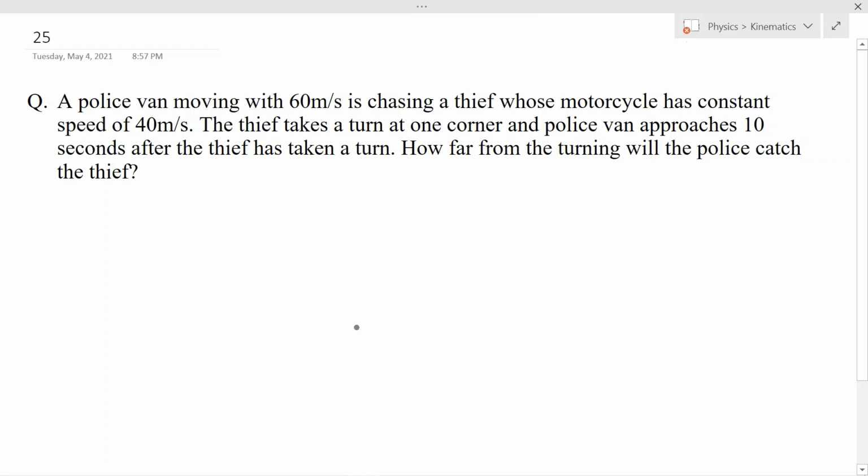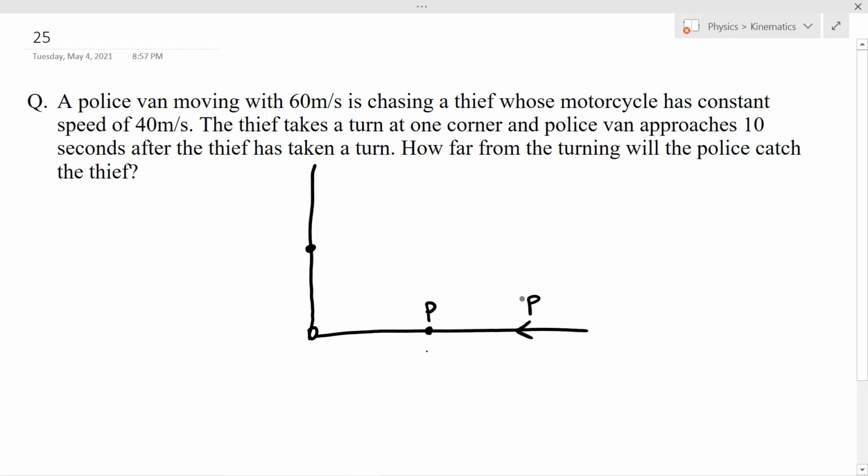Now you will think it is a two-dimensional problem because the police is coming like this. Let's say this is P, and the thief turned around one corner, let's say towards right, and moved here. Let's say when he turned around the corner, the police was here at this position.